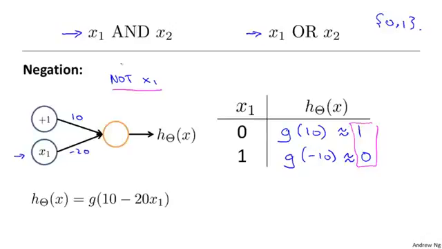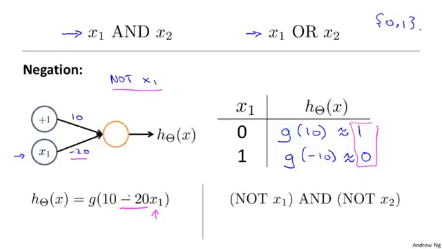So to include negations, the general idea is to put a large negative weight in front of the variable you want to negate. So it's minus 20 multiplied by x1, and that's the general idea of how you end up negating x1. And so in an example that I hope you really figure out yourself, if you want to compute a function like not x1 and not x2, well, part of that would probably be putting large negative weights in front of x1 and x2, but it should be feasible to get a neural network with just one output unit to compute this as well.